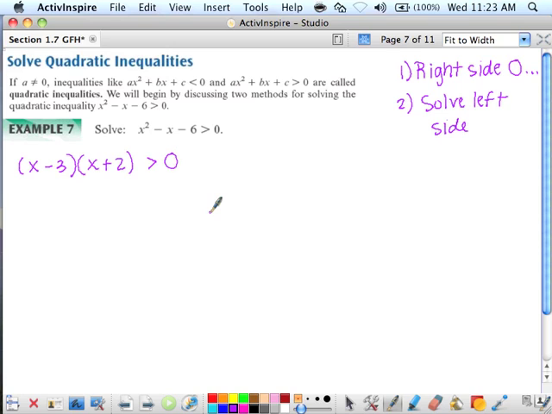Now, if this were an equation, what would be my two answers? Positive 3 and negative 2. But this isn't an equation, this is an inequality. So what we do next can confuse people at times, so let's just go ahead and write it down. For step 3, I want you to make a number line with those solutions on it.